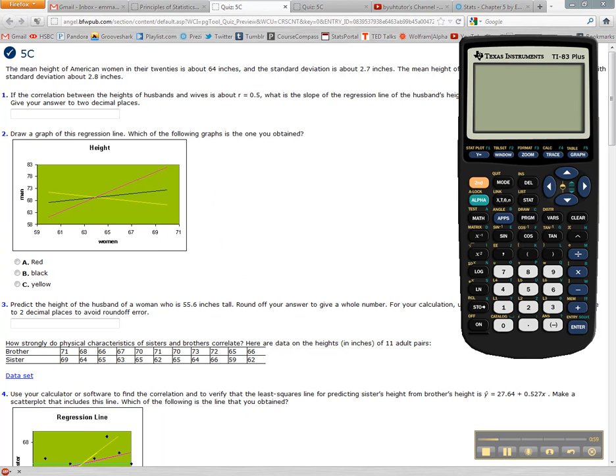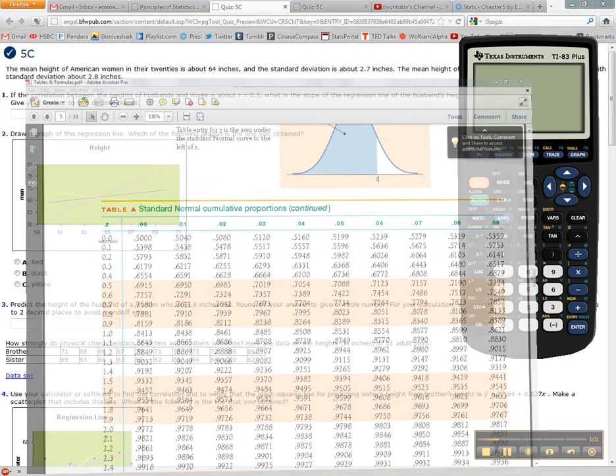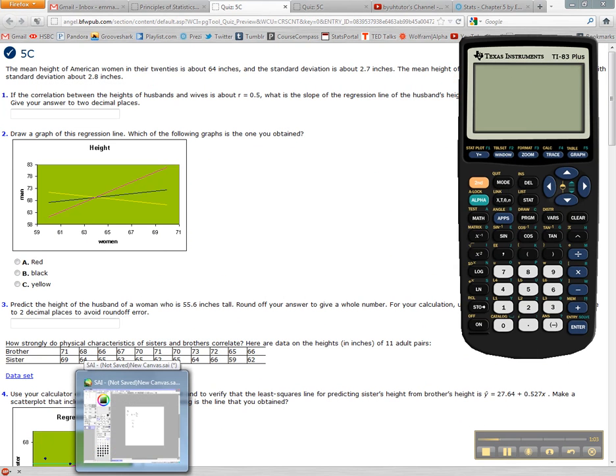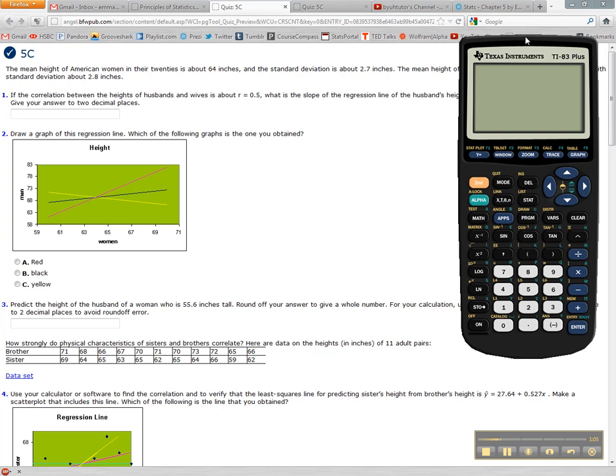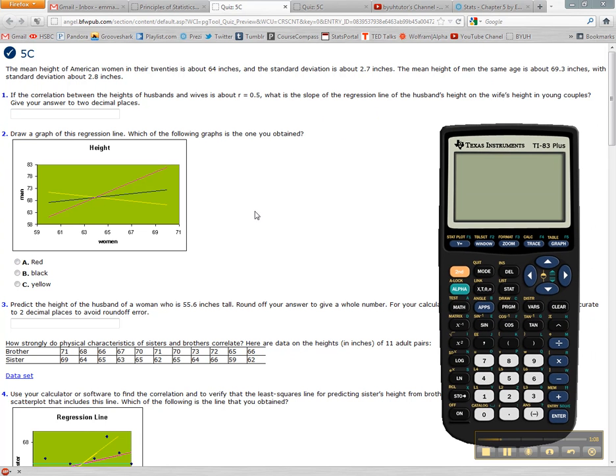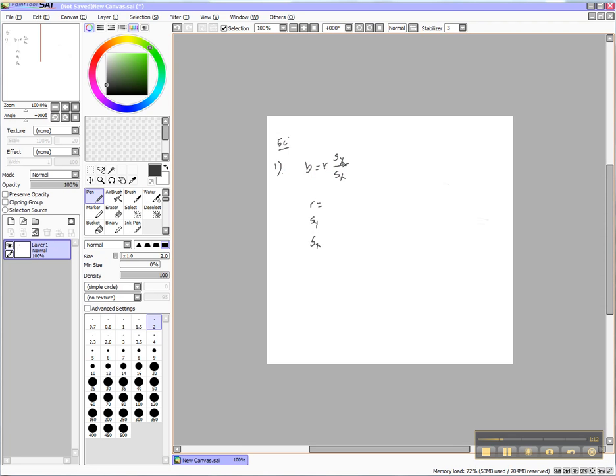And the reason that's important is because to solve for the slope, right? That's what the question is asking. What is the slope of the regression line? To solve for slope, if you remember, you need the standard deviation of y and standard deviation of x. And you need to specify which is the standard deviation of y and which is the standard deviation of x, because slope b is equal to correlation times the standard deviation of y divided by the standard deviation of x.